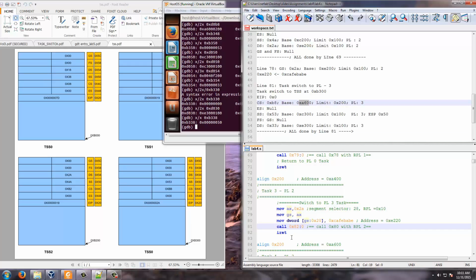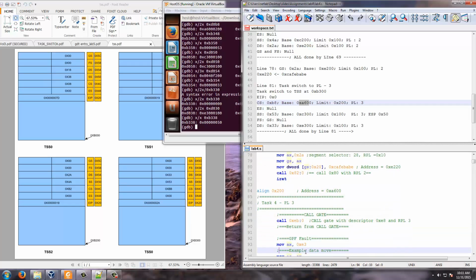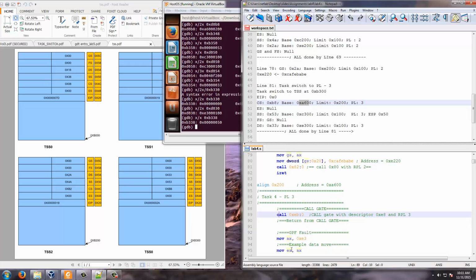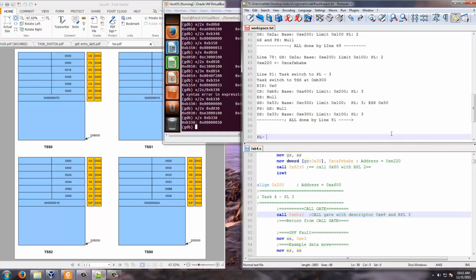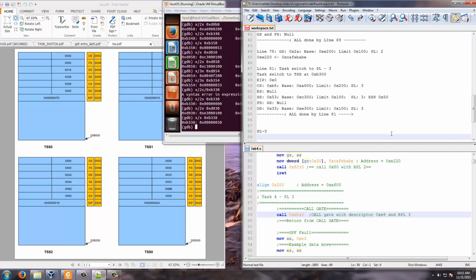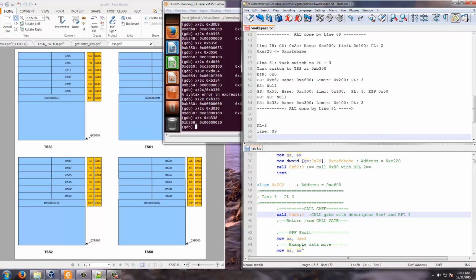Now when I do this call, it should start executing at 8600 plus 0. It should start executing at 8600. So essentially this will take us to 8600, and so the first thing that I will be executing in the PL3 task is line 89.